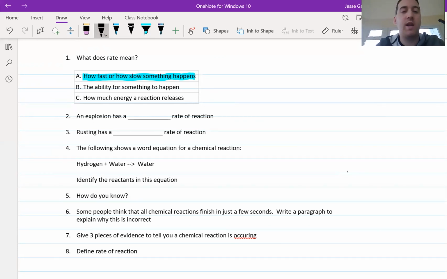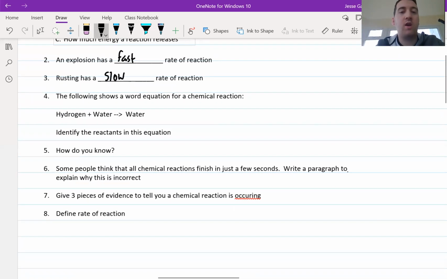All right, an explosion then has a something rate of reaction. Well, that would be a fast rate of reaction. You might have said very fast, or high, very high. Those are okay as well. If you said something like fast, high, quick, all of those are okay. Rusting then has, well, that would be a slow or a low rate of reaction. A lower rate, slower, happens more slowly, whatever way you said it, all of those are okay.